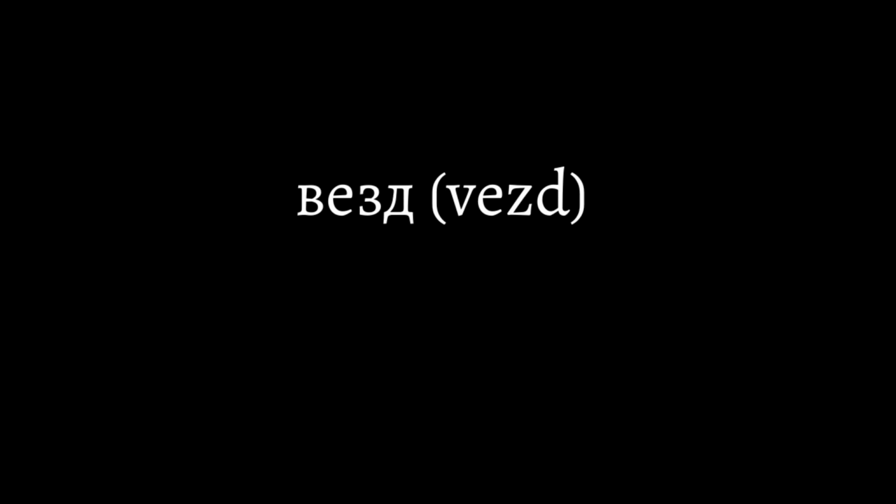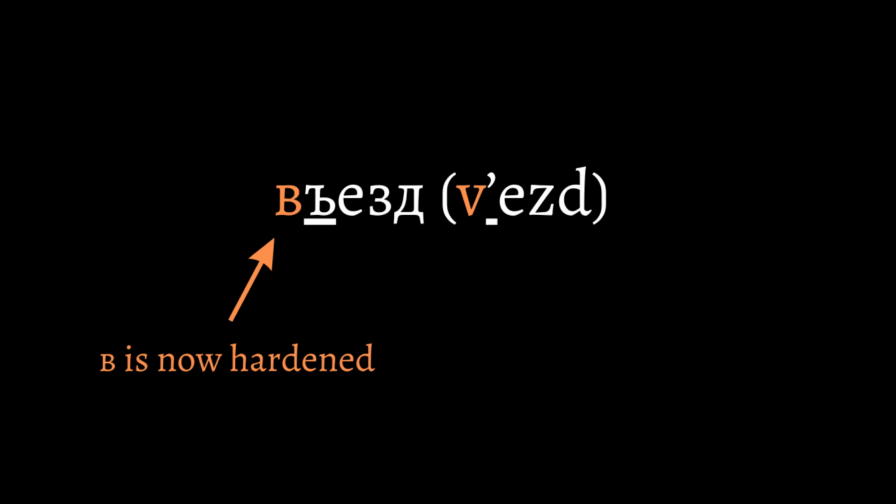If you were to remove it, the word would be pronounced vest, with one syllable. This word is incorrect, and therefore we have to place the tvrdy znak, which would make the pronunciation of the letter V hard, and create two syllables in the pronunciation. Vjezd. That's the function of the hard sign in Russian.